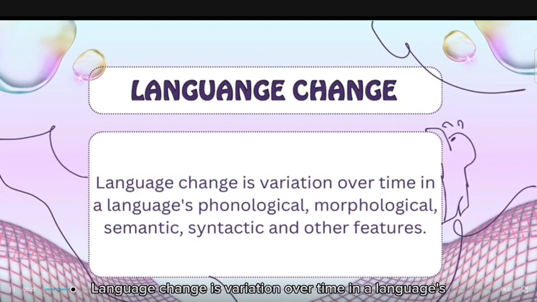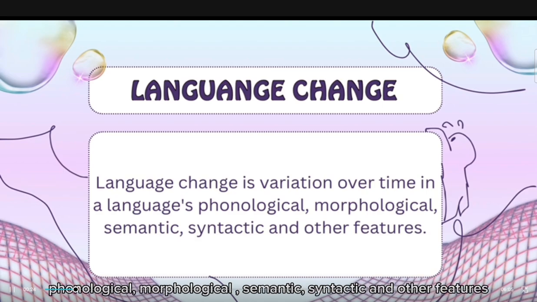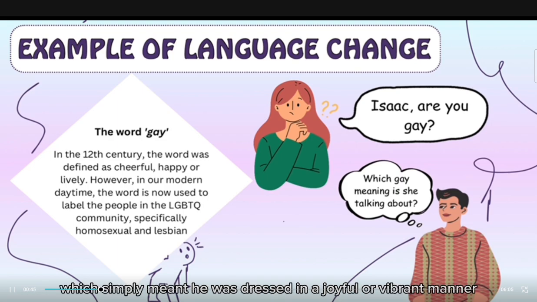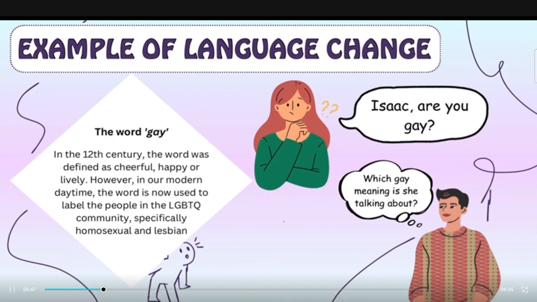So the first topic we are going to talk about is language change. Language change is variation over time in a language's phonological, morphological, semantic, syntactic, and other features. For the example of language change, the word chosen is gay. Originally, gay meant happy, cheerful, or bright. For example, in older texts, you might find a sentence like, "The knight was gay in his attire," which simply meant he was dressed in a joyful or vibrant manner.